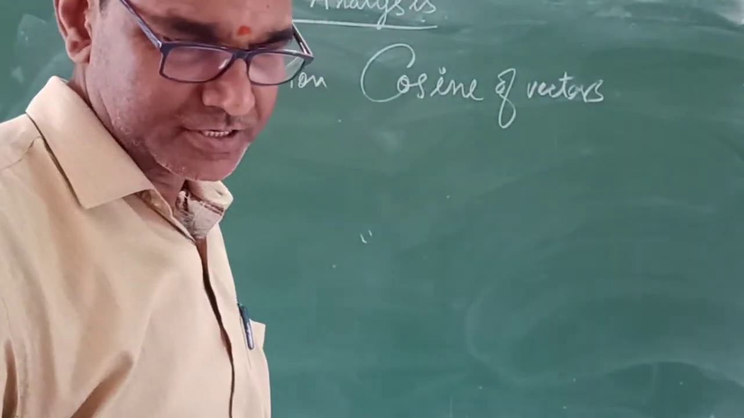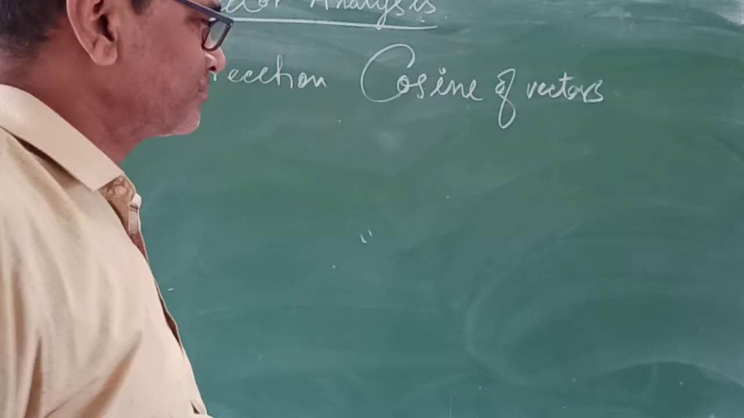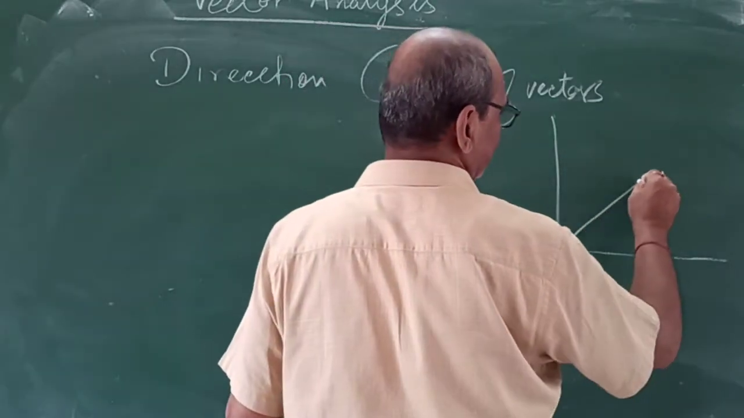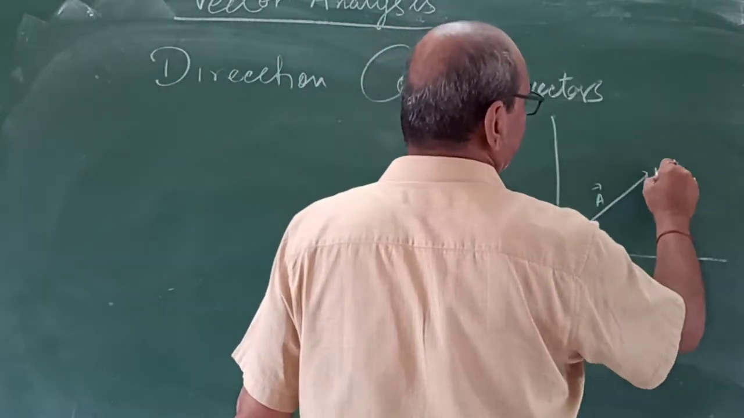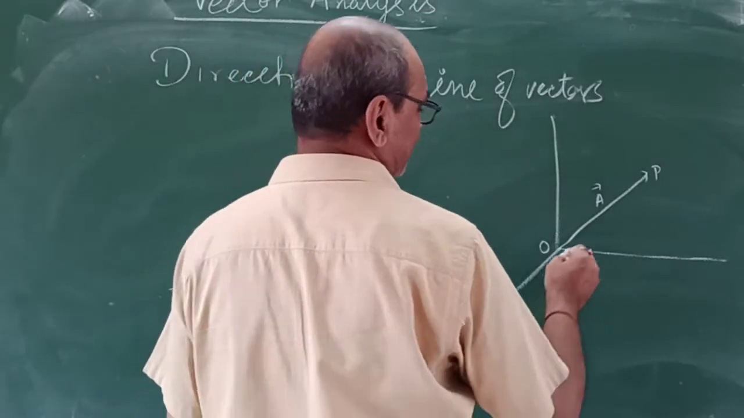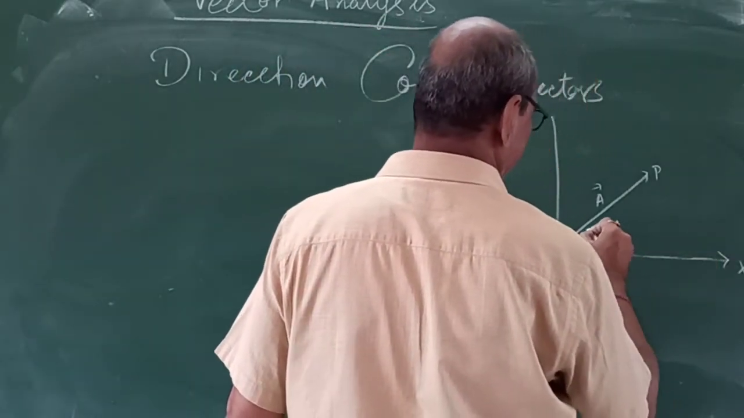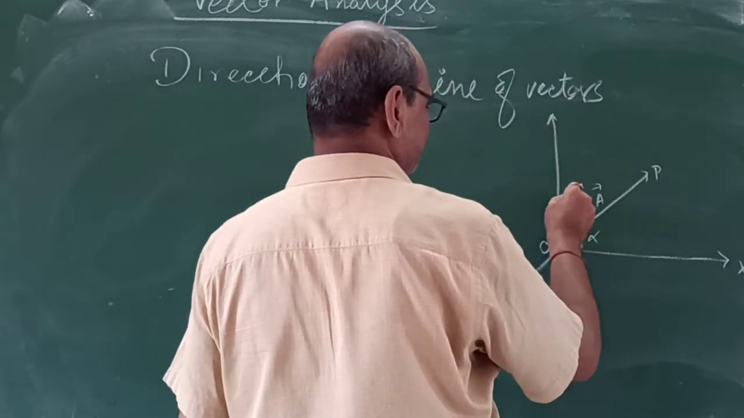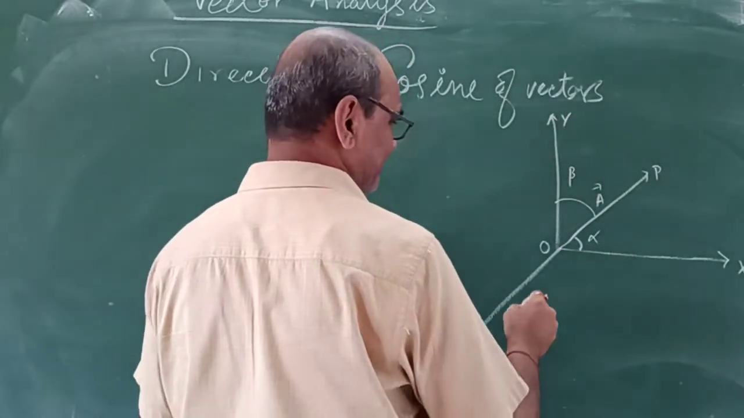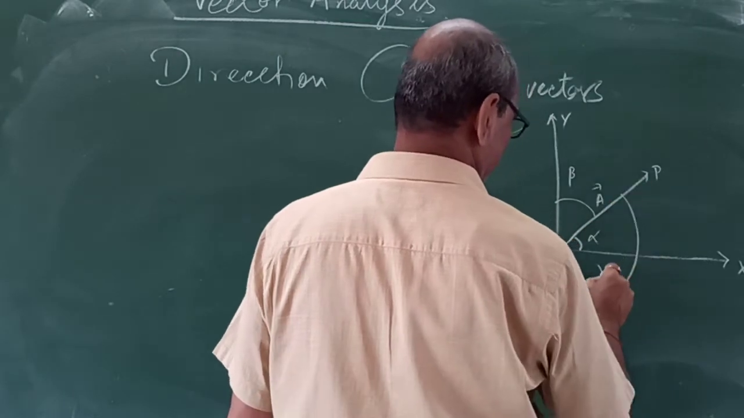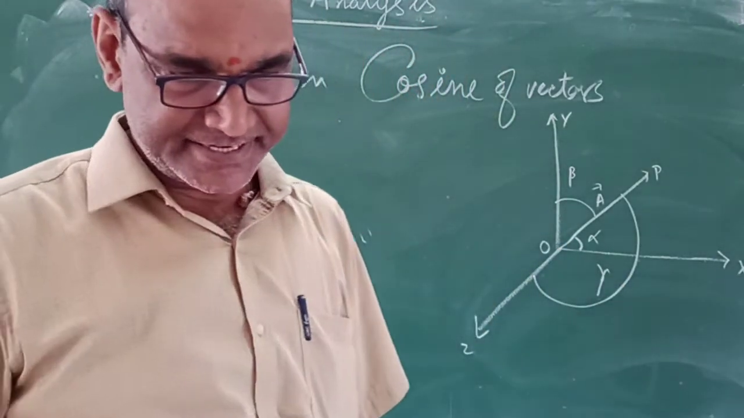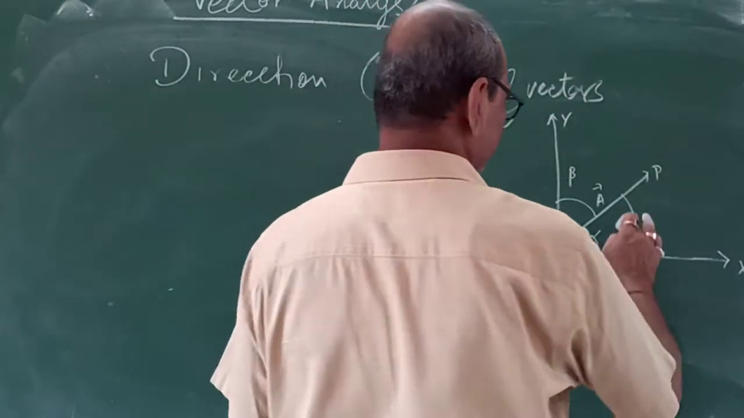Therefore, how can we write the direction cosine? Let vector A be represented at any instant of time by the line OP, which makes an angle alpha with the x-axis, an angle beta with the y-axis, and an angle gamma with the z-axis. Is it clear?